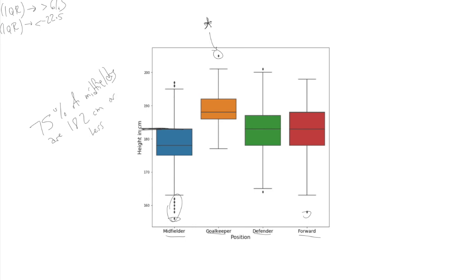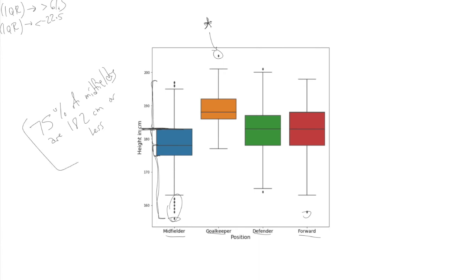Okay, so that's quartile 3. We have the first 25% down here, the next 25% up to the median here, the next 25% here, and then the last 25%, the tallest 25% up here. So 75% of midfielders are 182 centimeters or less.